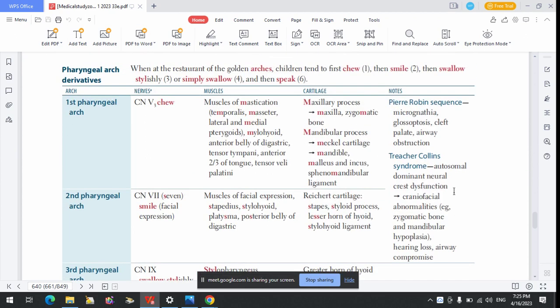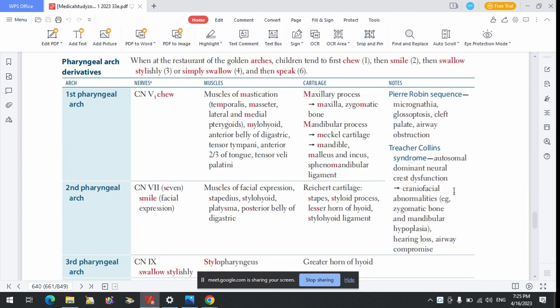So now let's just talk about the clinical correlate. How do you remember these things?